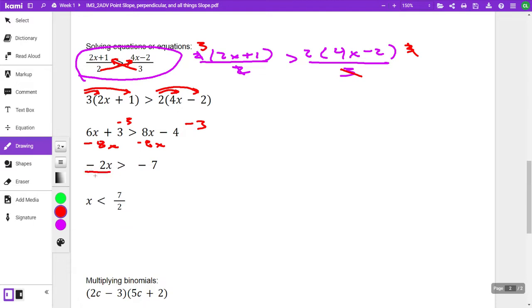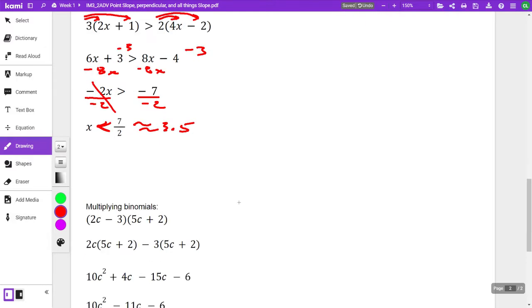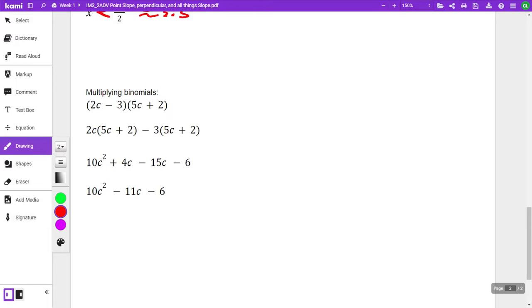To finalize this, I divide everything by negative 2. Those cancel. Here's where the special property of inequalities comes from: if you divide by a negative, it flips the inequality. That's why my inequality is pointed the other way. With 2 negatives, we end up with a positive value, 7/2, or approximately 3.5. So x is less than 3.5 or 7/2. Just solving basic equations.